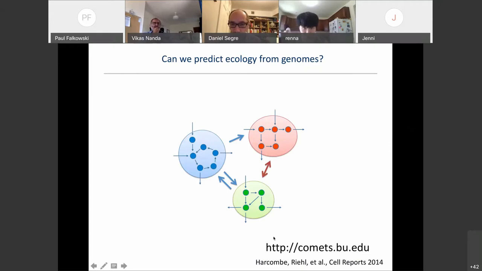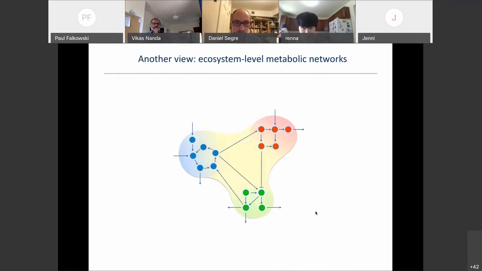And one thing I want to point out is that there is software we've built, we call COMETS, computational microbial ecosystems in time and space, that allows one to model microbial community metabolism in an efficient way. But the reason I'm mentioning this is that as part of this process, we also started thinking of whether it matters in a microbial community, in an ecosystem, which organisms perform which reaction.